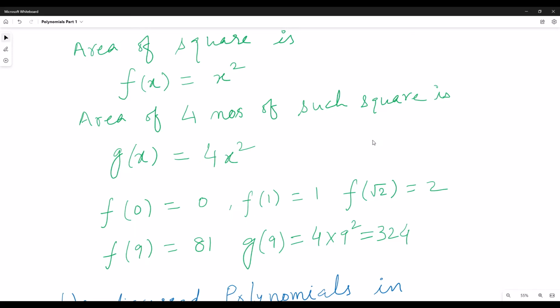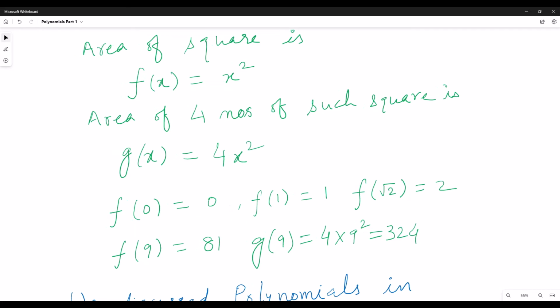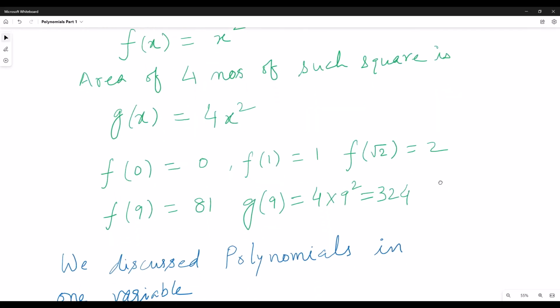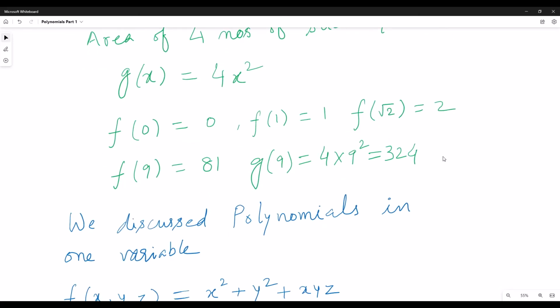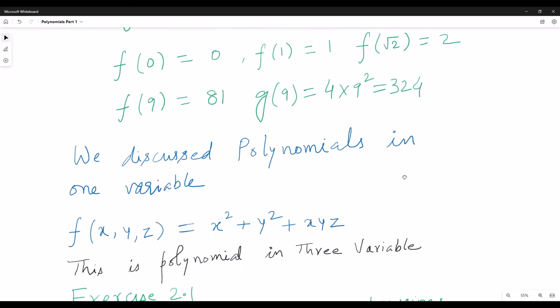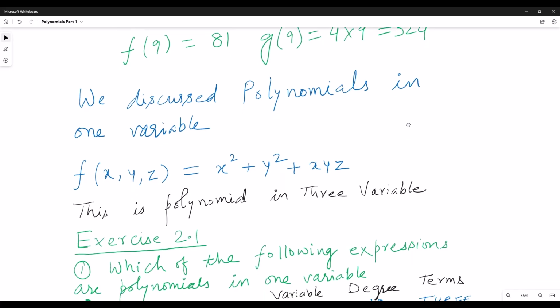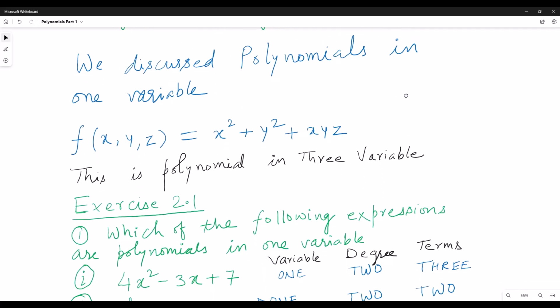So for the area of 4 squares, the expression is g(x). g(x) is equal to 4x square. So this is the example to understand polynomial and the use of polynomial. We discussed polynomials in one variable, and a polynomial in three variables will be x square plus y square plus xyz. Here the unknowns are 3: x, y and z. So this is a polynomial in 3 variables.